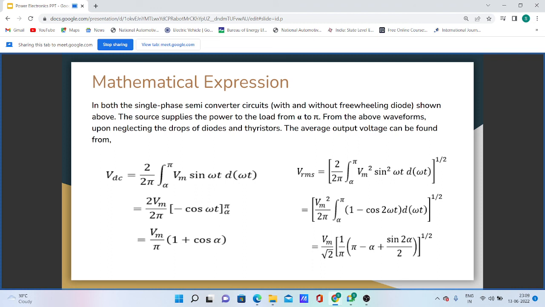Now we will see the mathematical expression. In both the single-phase semi-converter circuits with and without freewheeling diode shown above, the source supplies power to the load from alpha to pi. From the above waveforms, upon neglecting the drops of diodes and thyristors, the average output voltage can be found from VDC. VDC is equal to Vm by pi in bracket 1 plus cos alpha, and the expression for Vrms is equal to Vm by root 2 in bracket 1 by pi in bracket pi minus alpha plus sine 2 alpha by 2. Next slide.